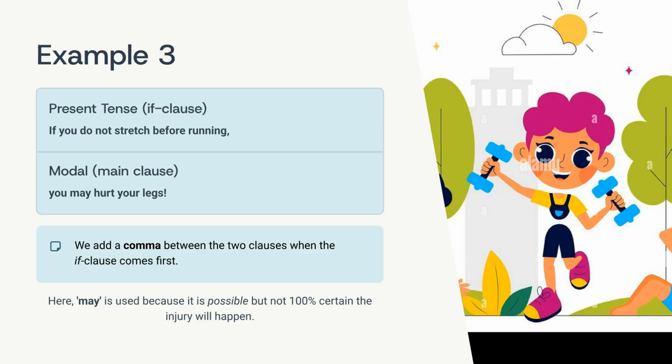Here is example 3, using a modal. The present tense if clause is if you do not stretch before running. The modal main clause is you may hurt your legs. We add a comma between the two clauses when the if clause comes first. Here, may is used because it is possible but not 100% certain that an injury will happen.